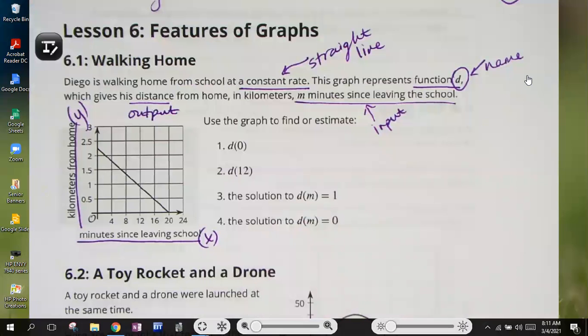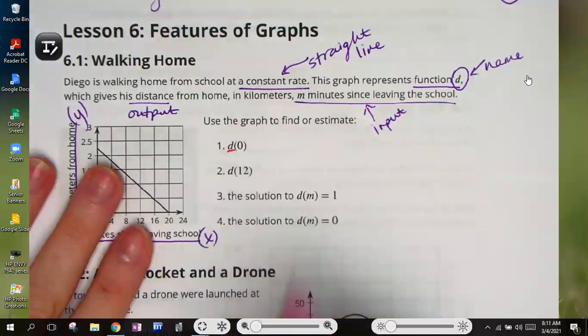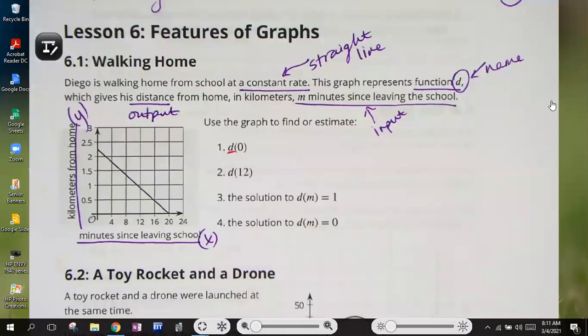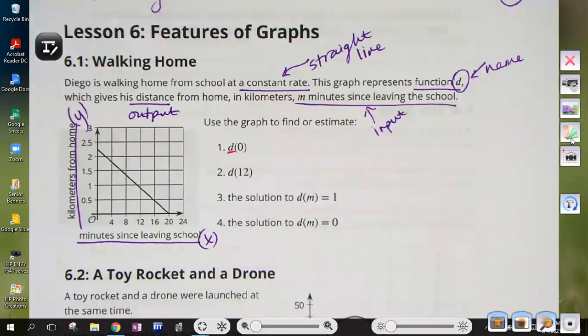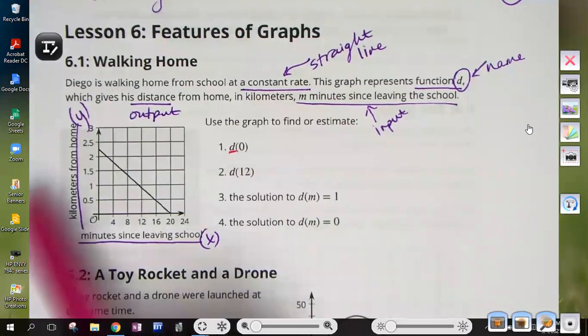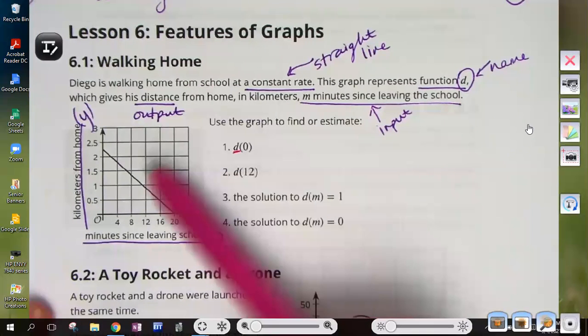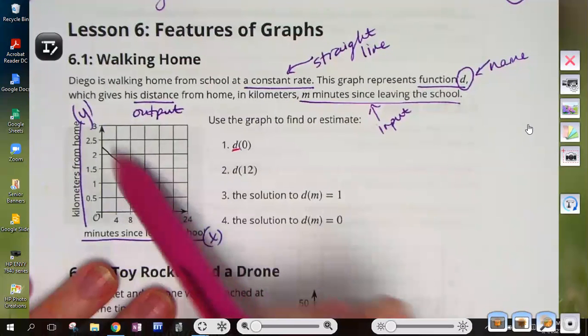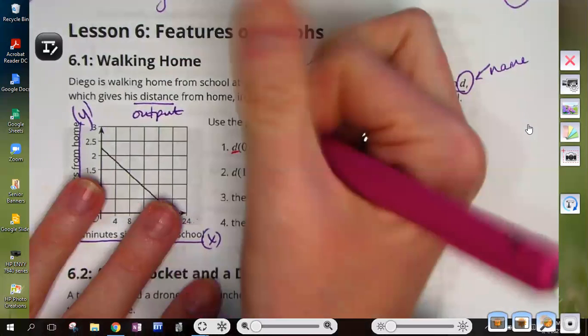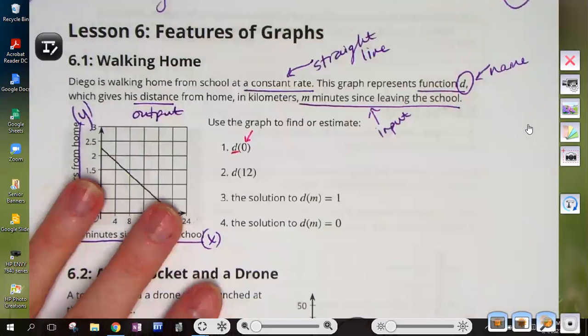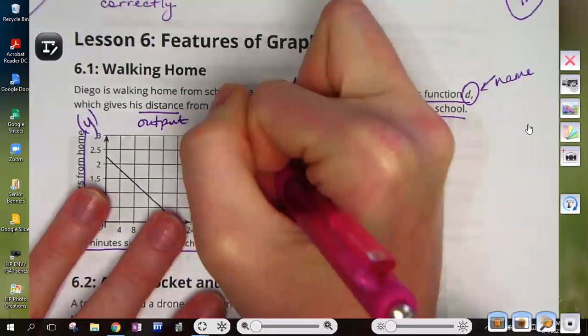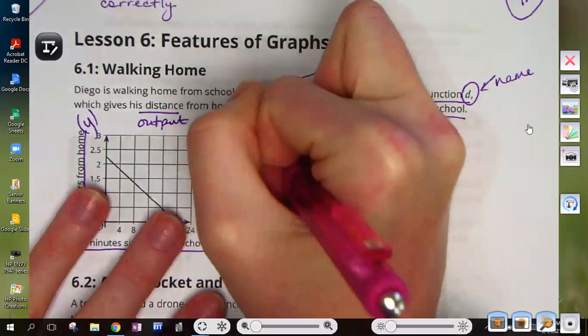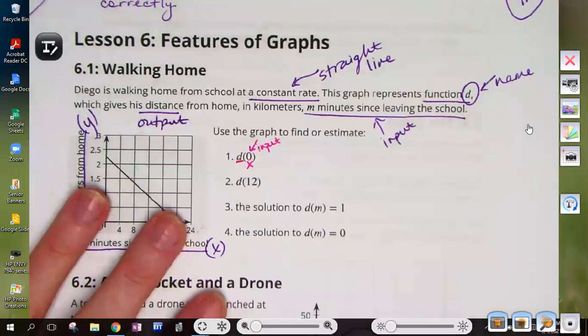When we're looking at it, first things first, it tells me the name of the function, d, and that just tells me I'm going to be looking at this graph here. There's nothing else on the graph, so I'm just looking at this one function line. What does the number on the inside of my parentheses tell me? It tells me the input, so that tells me the x value.